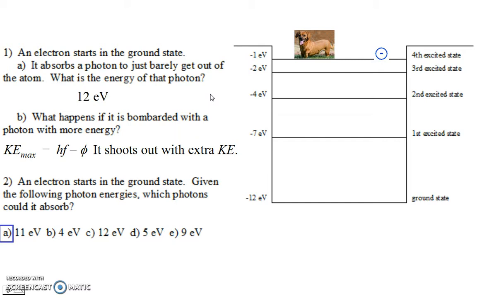It can get up to that ledge, and it's stable there, because it's a place for the dog to be. So here's a place where the electron can go, and it will go. So yes, this atom will absorb an 11 electron volt photon. Alright, so let's put it back to ground state.